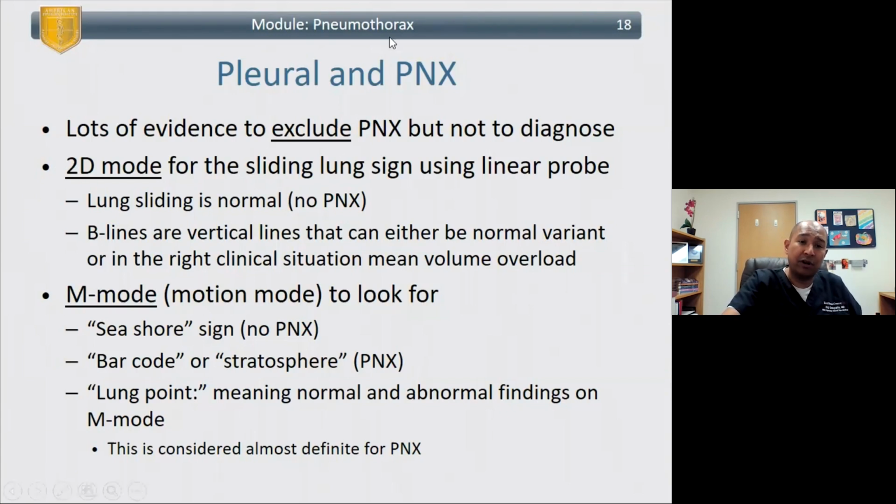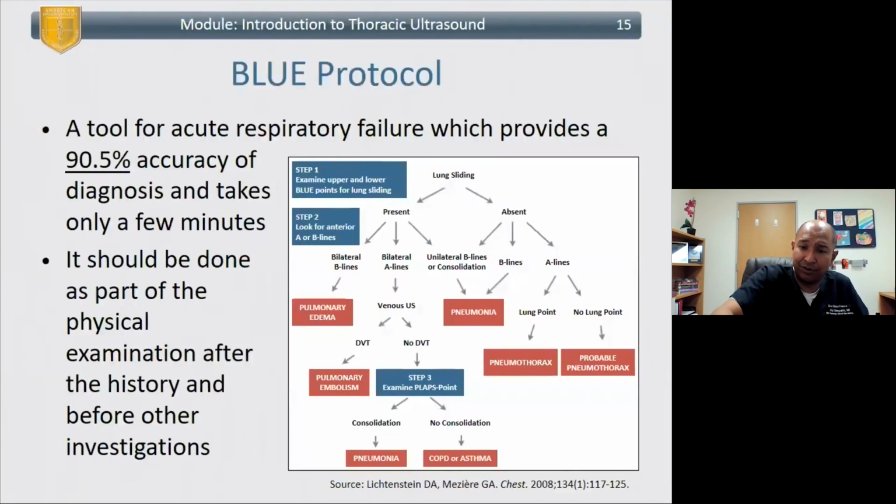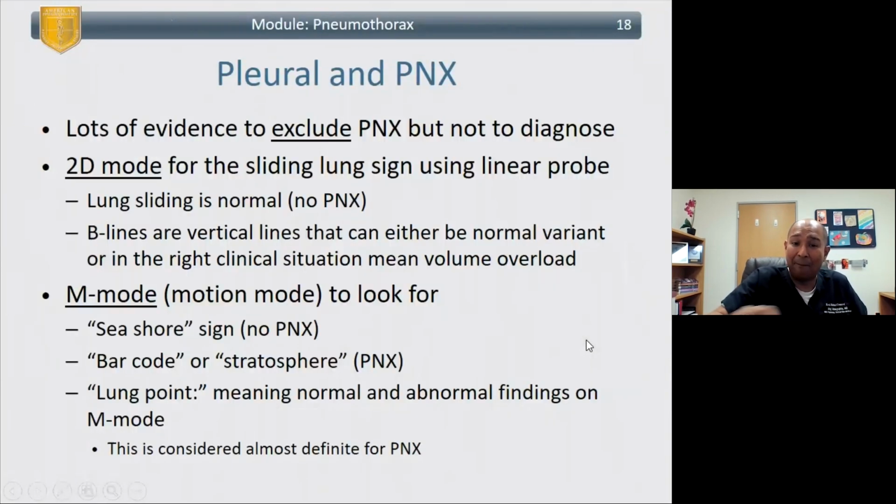And so even though you're always starting off in 2D mode and looking for that lung sliding, one way to confirm it is to hit that button called M mode. And when we talk about M mode, M is for motion, M is for measurements. And when you hit that mode, you're going to look for all these buzzwords. And I know you've heard them before, but is it a seashore sign? Is it barcode or stratosphere? And I mentioned something called lung point a bunch of times already. And I'm sure you guys are like, how much is he going to mention lung point without telling me what it is? It's coming up. But lung point is really going to be one of the more definitive things to look for to say, is it going to be a pneumothorax or not?